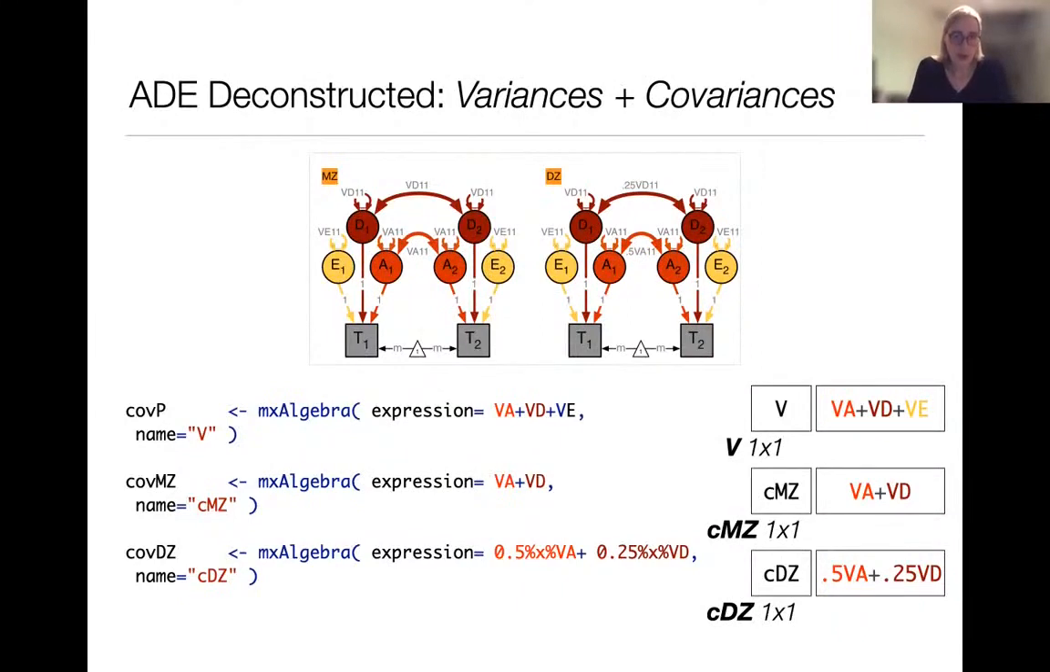Now, we also know from genetic theory what the expectation is for the covariance of MZ and DZ twins, and so we can similarly use MX algebras to work out those expectations. So VA plus VD for the MZ covariance, and because each of these matrices are 1-by-1 matrices, the sum of them is also going to be a 1-by-1 matrix. And then finally, for the DZ covariance matrix, we have to multiply the additive genetic component VA by 1/2 and the dominance component by 1/4, 0.25.